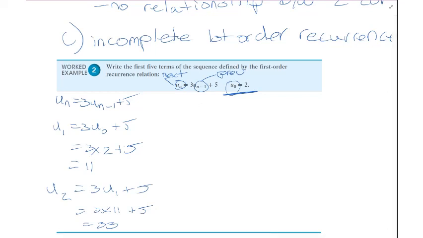I'm going to change color. I'm going to go U3 equals, so it's going to be 3U2, remember consecutive, plus 5, so 3U2, what was U2? U2 was 33, so that becomes 99. Well, that should have been 38, so clearly I can't count.